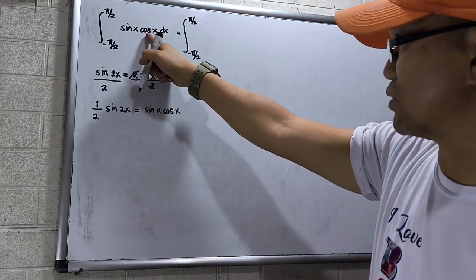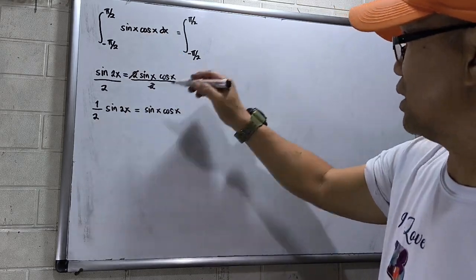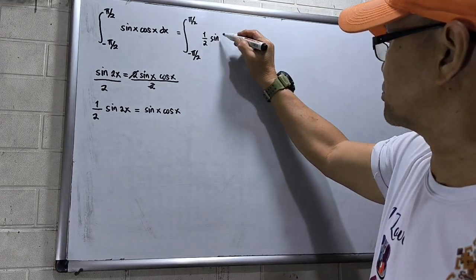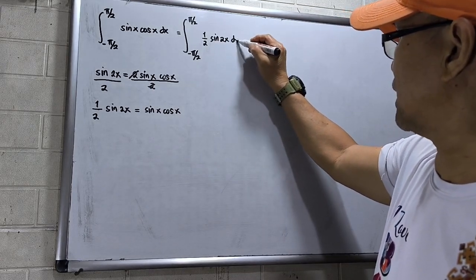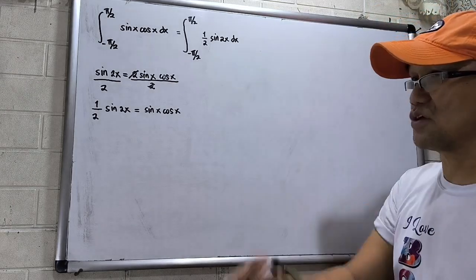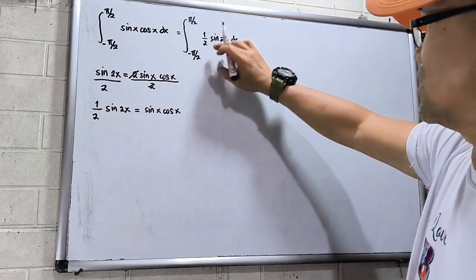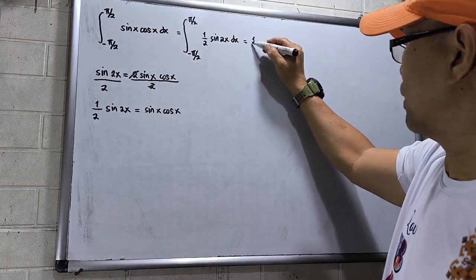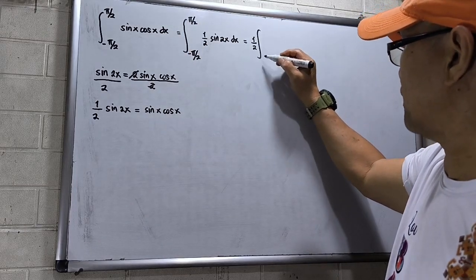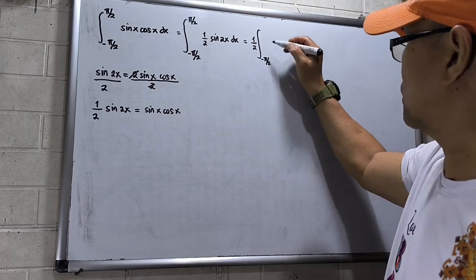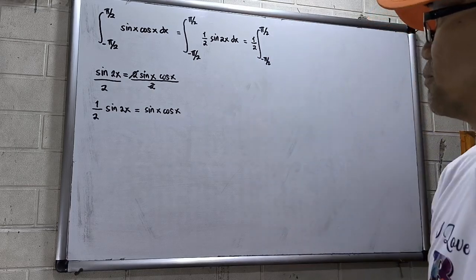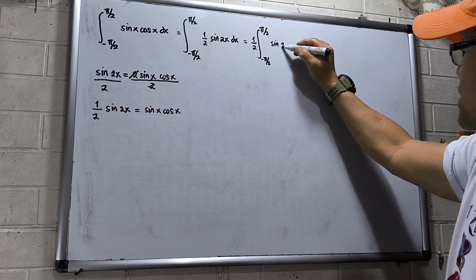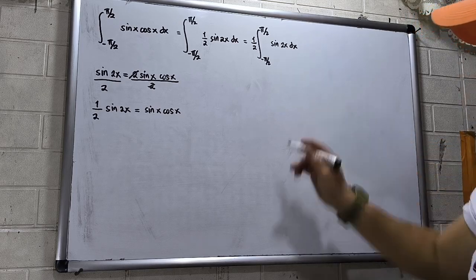So this will be the integral from negative pi over 2 to pi over 2 of 1/2 sine 2x dx. In integral calculus, if we have a constant inside the integrand, we isolate it and place it outside. So this will be 1 over 2 times the integral from negative pi over 2 to pi over 2 of sine 2x dx.